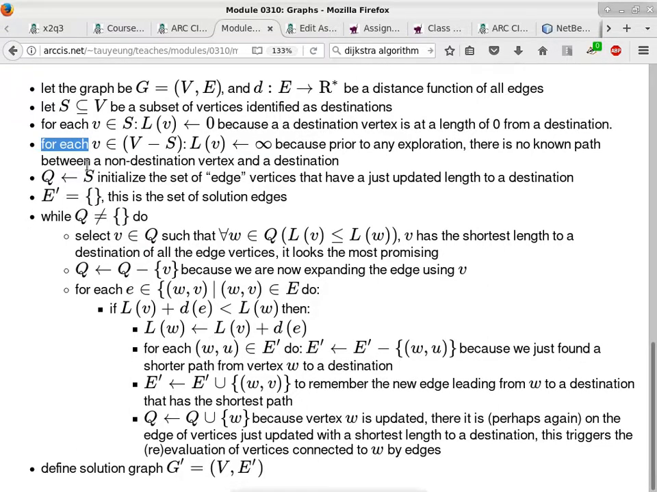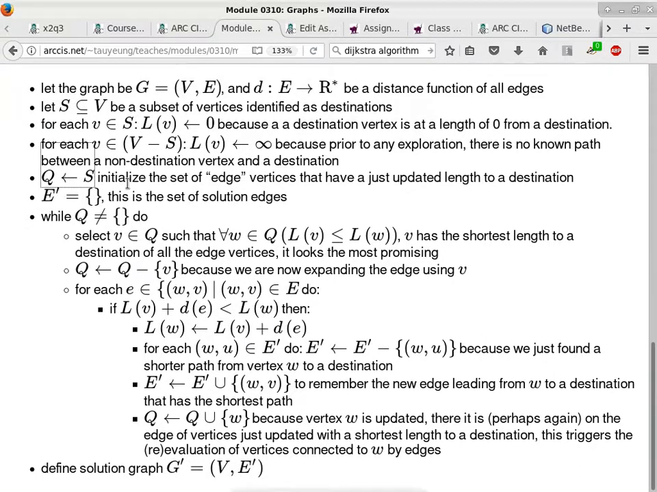Okay. So is this okay so far? Okay. All right. So the third step is the initialization of Q, which I would call an edge set. It's a set of edge vertices where each vertex in Q has just gotten its own L function value updated. Okay. So obviously we got all the L values initialized, but the initialization to 0 is important. The initialization to infinity is just an assumption.